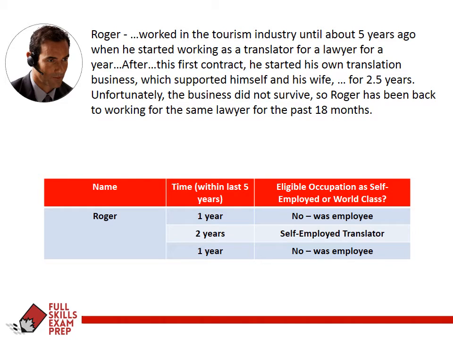And we can see that in the end, he wound up working for the same lawyer because the business didn't survive. And he's been doing that for the past 18 months. So for this one as well, he's an employee of this lawyer. So even though he is performing an eligible occupation, he is not self-employed for that 1 year and not at a world-class level either.